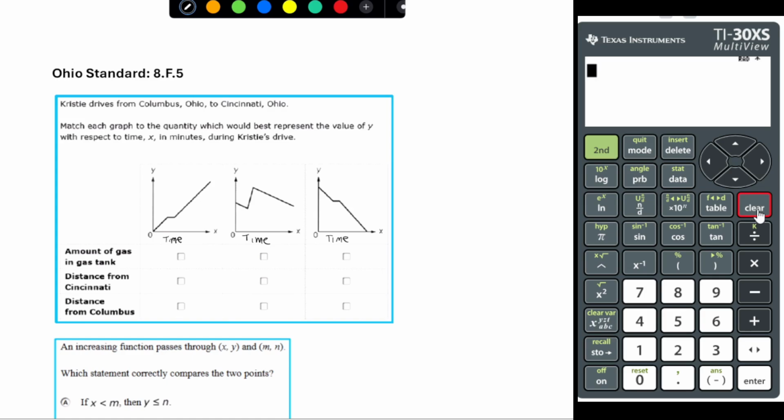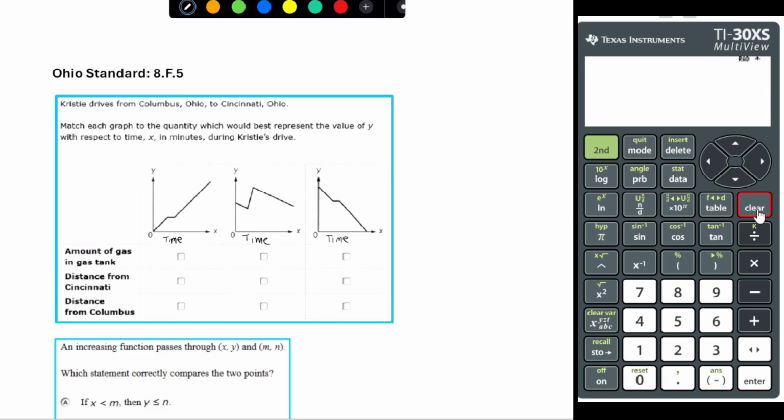So let's think about how a trip from Columbus to Cincinnati would go. You would have to drive for a bit, and you probably have to stop for gas, especially if you didn't start with a full tank of gas, which, if you're going on a road trip, start with a full tank of gas, right? So your gas will be going down. It's going to get lower and lower until you get to that gas station, in which case it's going to go back up.